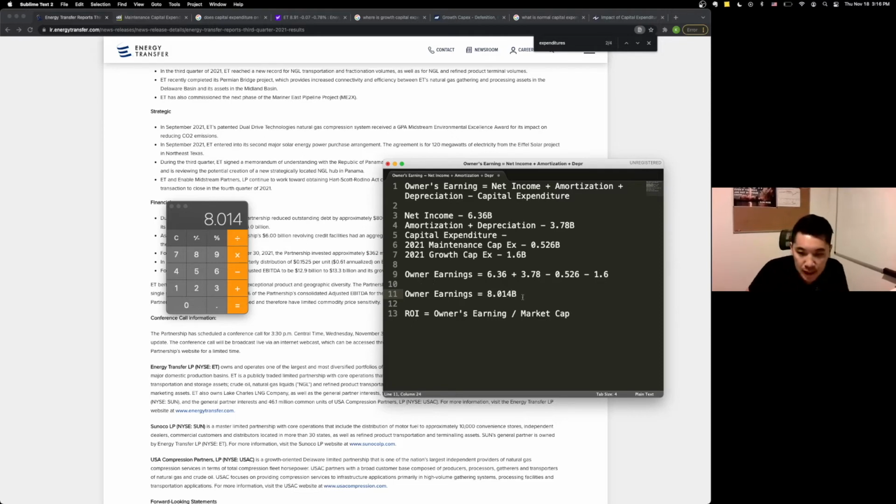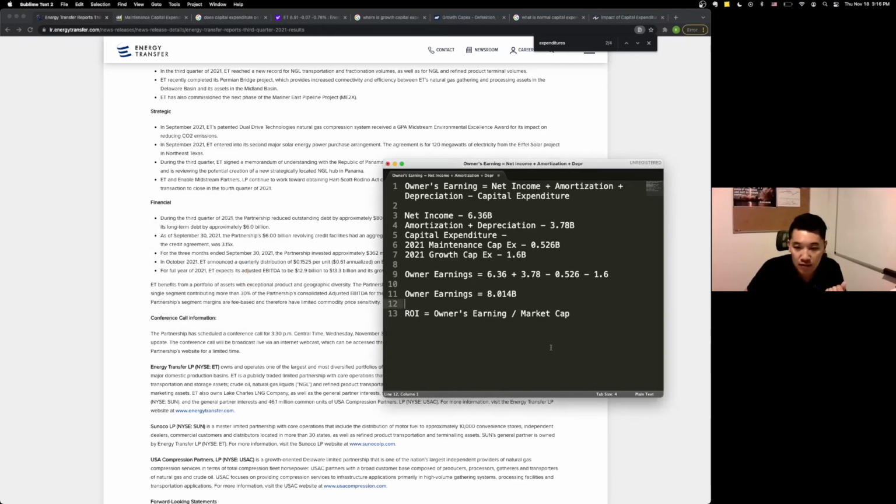Basically, if you were to own ET right now, if you owned it 100%, you would make this much money. You could put this much cash back into your bank at the end of this year. And so now let's take a look at what the return on investment rate is.